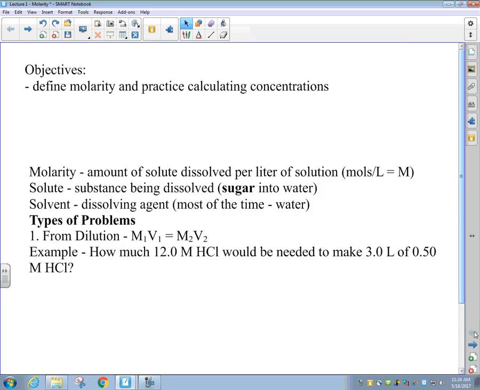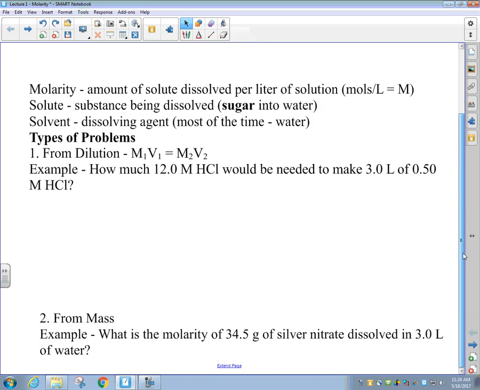There are several different types of problems, several different ways we can calculate molarity. The first one that we use most often in class is calculating molarity from dilution. This type of calculation is a calculation that I have to do often to set up solutions or make solutions for your laboratory experiments. An example of this, when I order hydrochloric acid from a chemical company, it typically comes in a concentrated form.